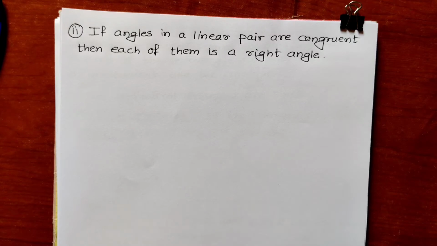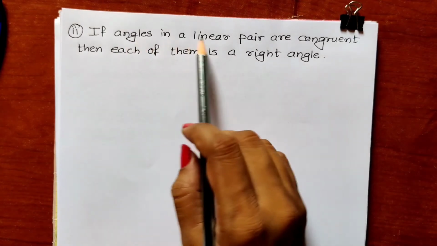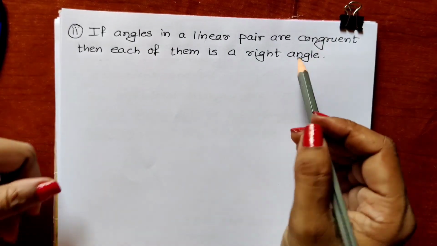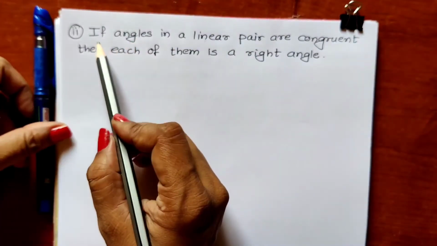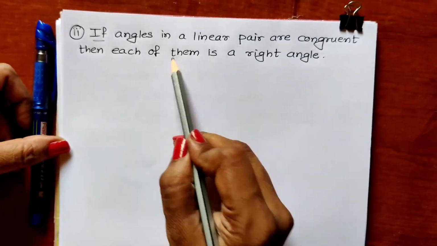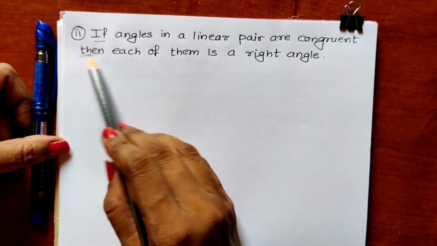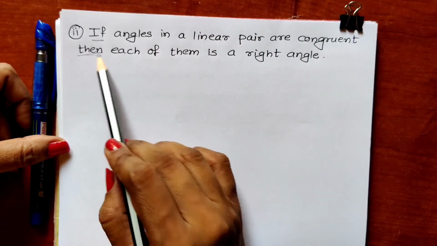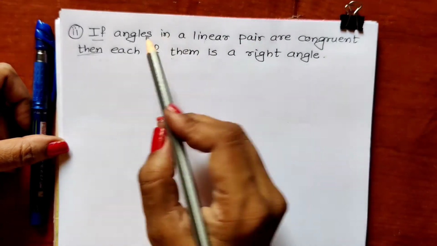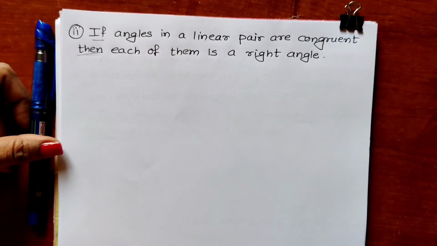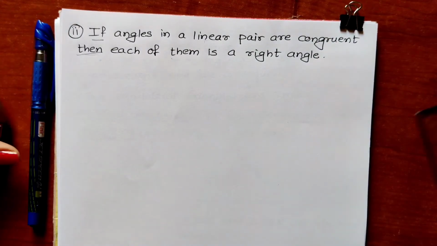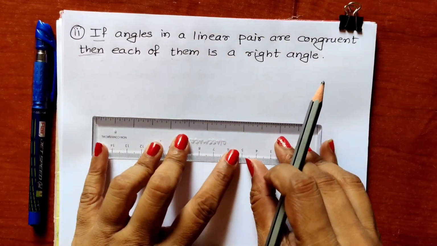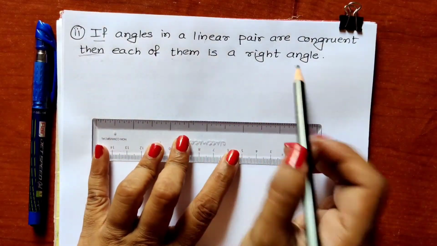Now let us see this second statement. If angles in a linear pair are congruent, then each of them is a right angle. This is given in the conditional form only, conditional statement, because if and then these two words are used. So after if is antecedent and after then is consequent. So angles in a linear pair are congruent. We have to draw two angles which are in a linear pair, and they are congruent with each other also. So then they will be right angles.